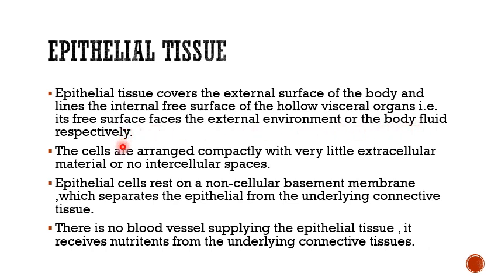The cells are arranged compactly with very little extracellular material or no intercellular space. Epithelial cells rest on a non-cellular basement membrane which separates the epithelium from the underlying connective tissue. There is no blood vessel supplying the epithelial tissue. It receives the nutrients from the underlying connective tissues. So these are the various features of the epithelial tissue.